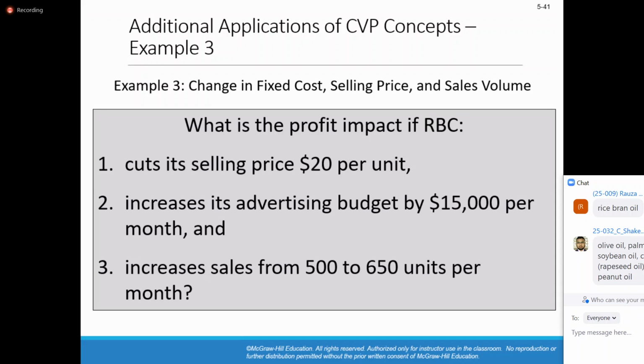Okay, let's think of the new case. What is the profit impact if the RBC cuts its selling price by $20 per unit, increases its advertising budget by 15,000 per month, and increases sales from 500 to 650 units per month? We see that so many things have been happening here. So many things have been changing here, and we need to think of this together.